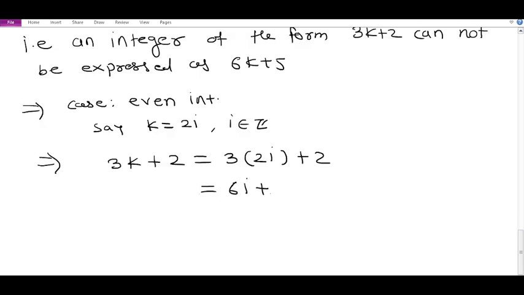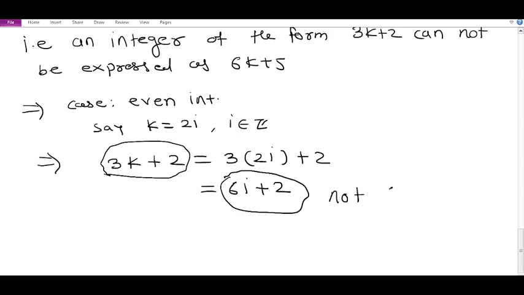6i plus 2. So an even integer of the form 3k plus 2 can be expressed as 6i plus 2, not 6k plus 5. Hence the proof.